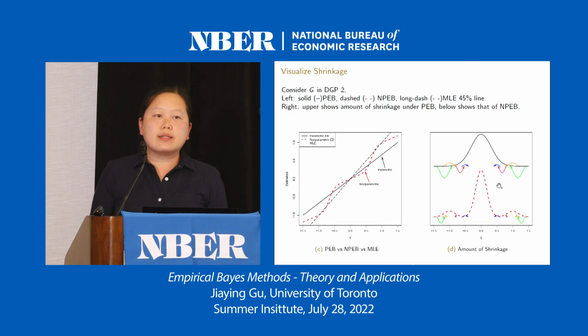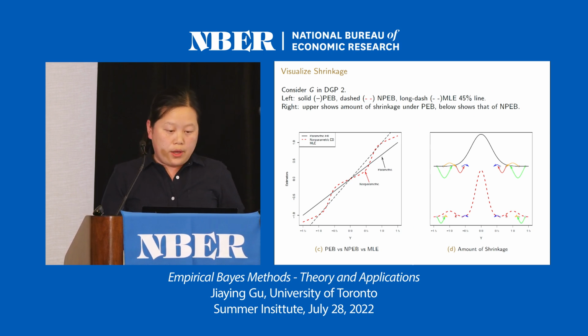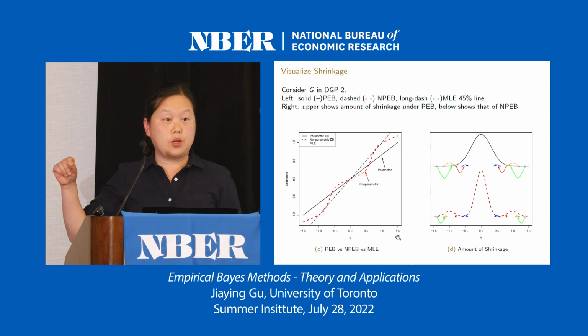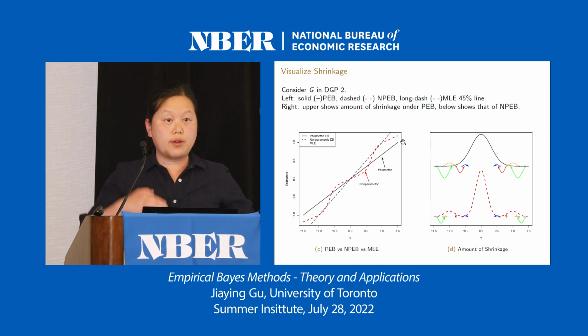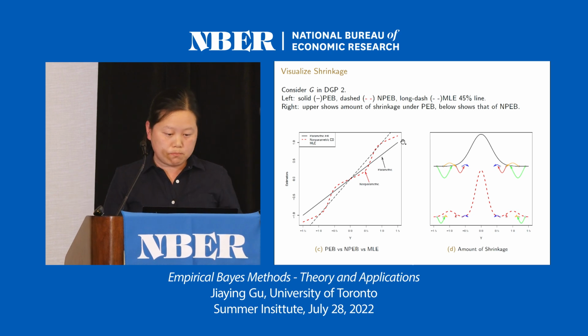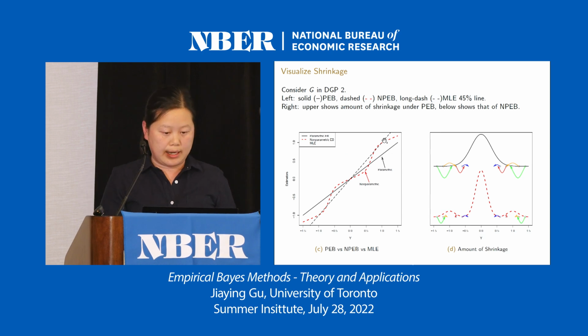Okay, and let's see where that gain comes from, right? So let me give you some visualization of how shrinkage is done differently between the parametric and non-parametric method in the second DGP. So if the DGP of G is the mixture of normals, on the left-hand side, I'm plotting on the x-axis the data, or the maximum likelihood estimator, y, and on the y-axis, the different shrinkage methods, right? So the solid black line is how the parametric shrinkage method would work. It's going to be linear, as a linear function of y. It's going to shrink, right? So it deviates from the 45-degree line, which is the dashed black line here.